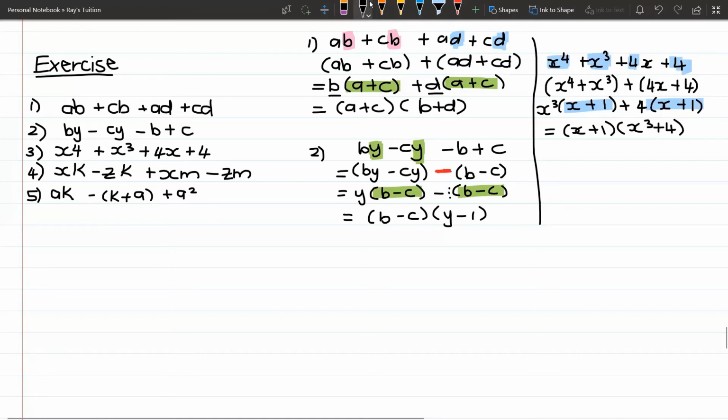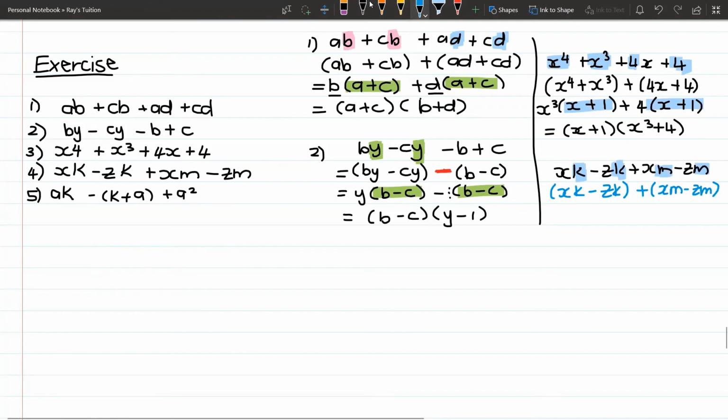Okay, let us have a look at the next one. So we have xk minus zk plus xm minus zm. And here we can see these two have a k. The first two terms have a k in common, and the second two terms have this m in common. So let us factorize. Let's first group. So we write xk minus zk plus xm minus zm.